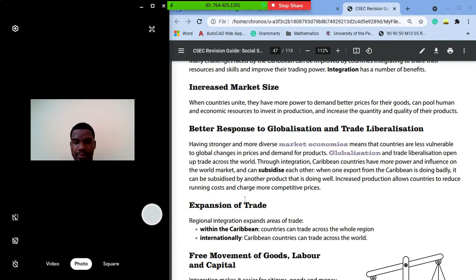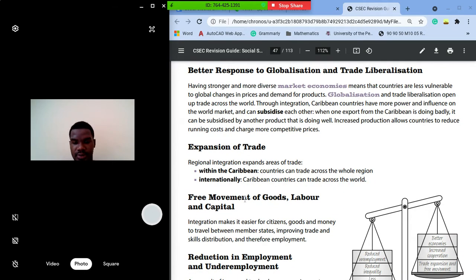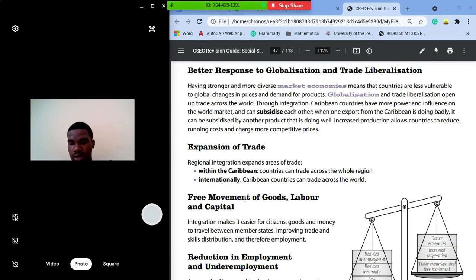Okay? The final one that we're going to look at is free movement of goods and labor and also capital. So when you integrate, it makes it easier for citizens and goods to travel between other states. That's why, for example, in some countries you typically only need a passport, because they make it easier for a different way of life to happen between already agreed member states.